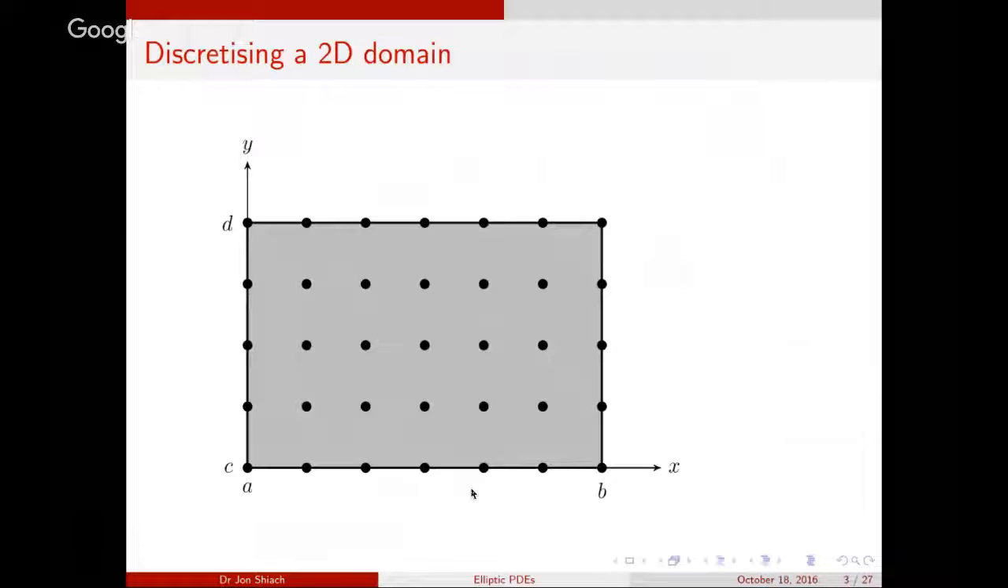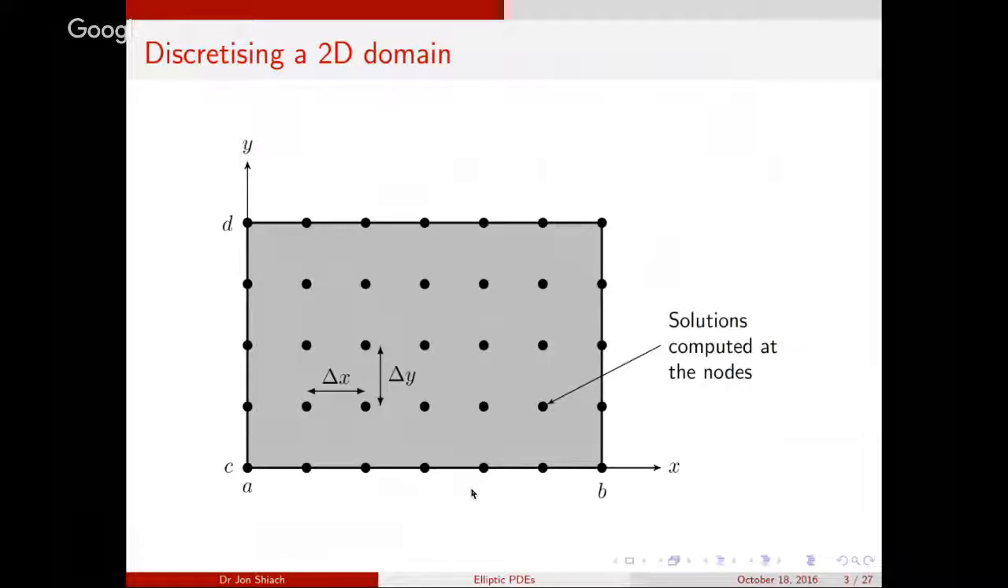And also, they're in this sort of grid formation. So we can't have them all over the place. We need to have them in this grid formation. All of these black dots here are my finite difference nodes. The spacing along the x direction, I'm going to refer to as delta x, and in the y direction as delta y. Delta x and delta y don't have to be the same. It does make it easier if they're the same, but they don't have to be.